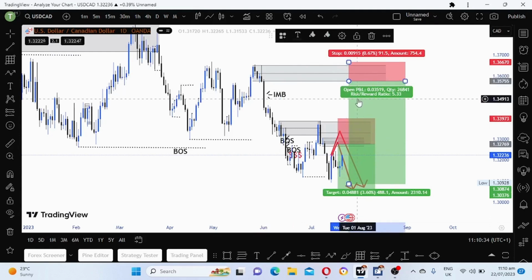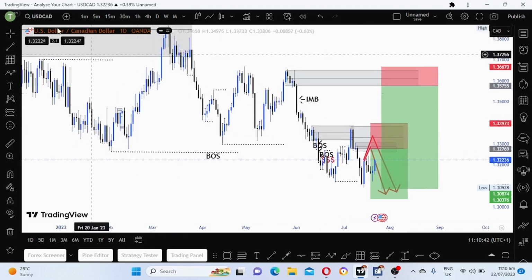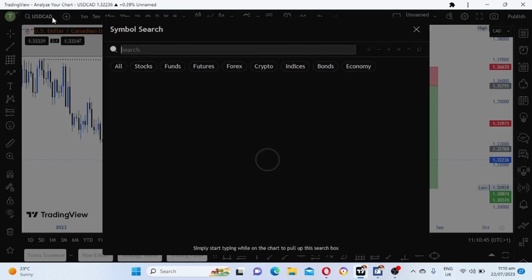So we'll just check the price on Monday, Tuesday and Wednesday next week to see what is happening here on the USD CAD. So that's my view on USD CAD. Now let's move on.